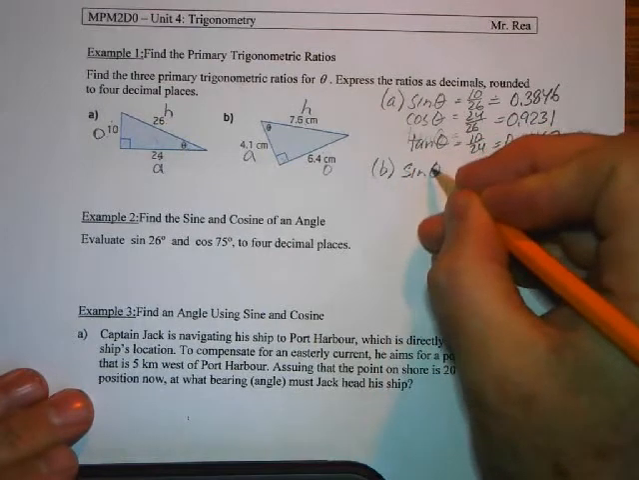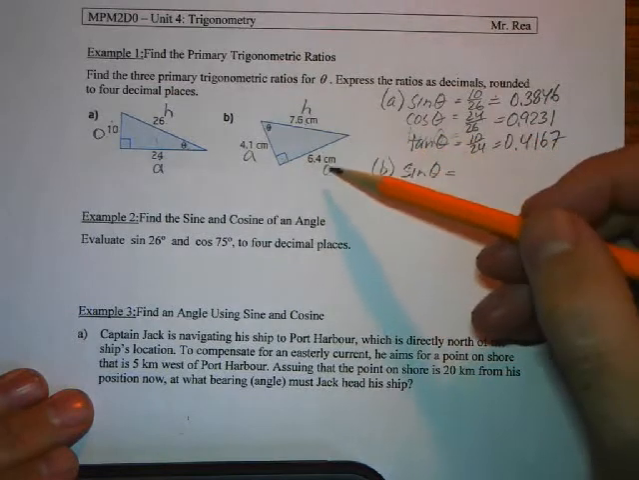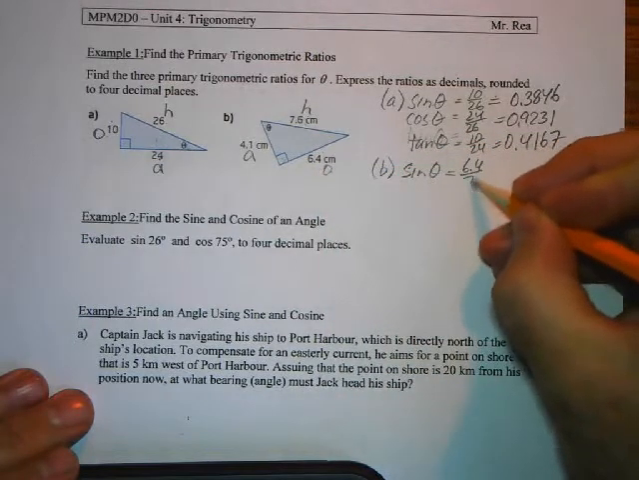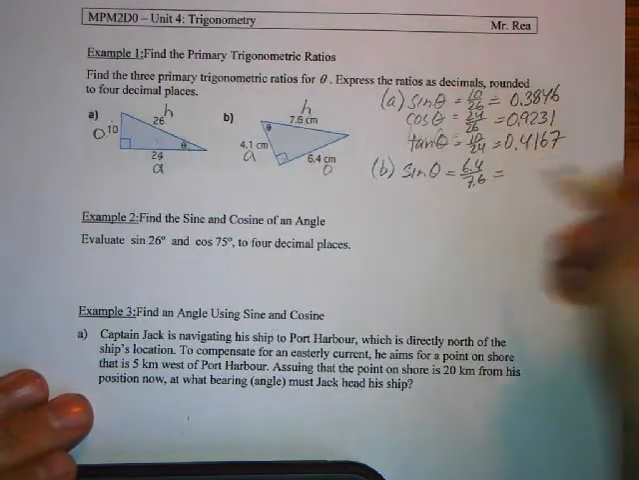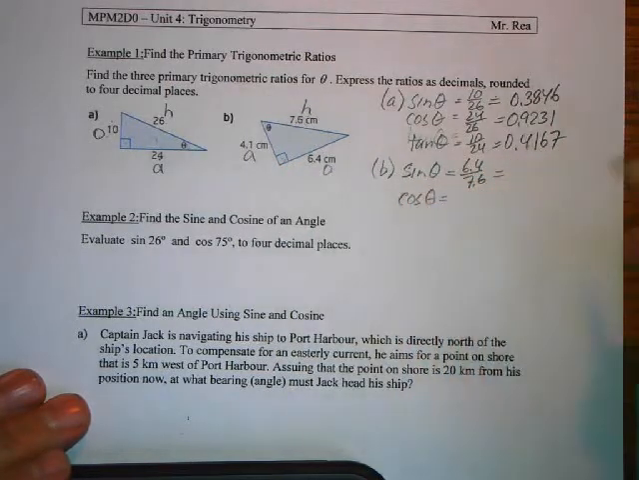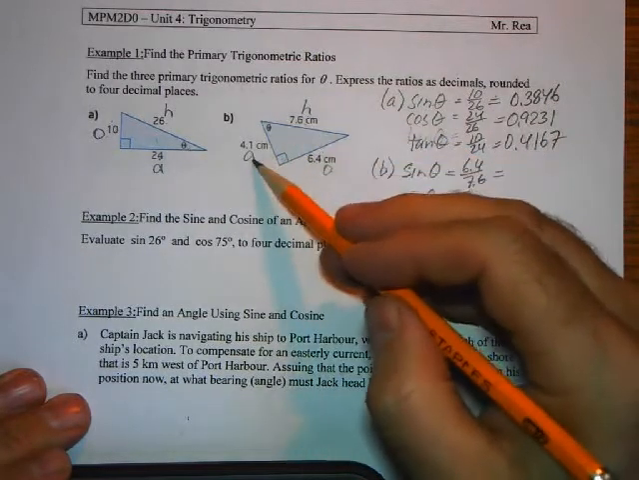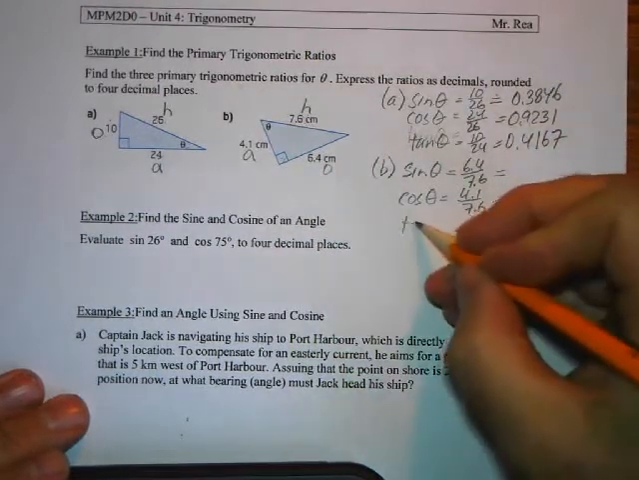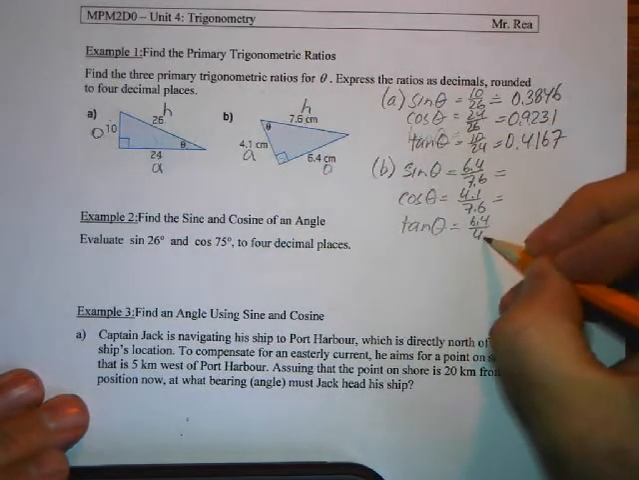Sine theta. So sine is SOH, so that's opposite over hypotenuse, 6.4 over 7.6. And you notice I'm not putting the centimeters, that would just mess it up. Okay, we'll figure what that is later. Cosine theta is, so cosine, CAH, adjacent over hypotenuse, 4.1 over 7.6, and then tan, opposite over adjacent, 6.4 over 4.1.